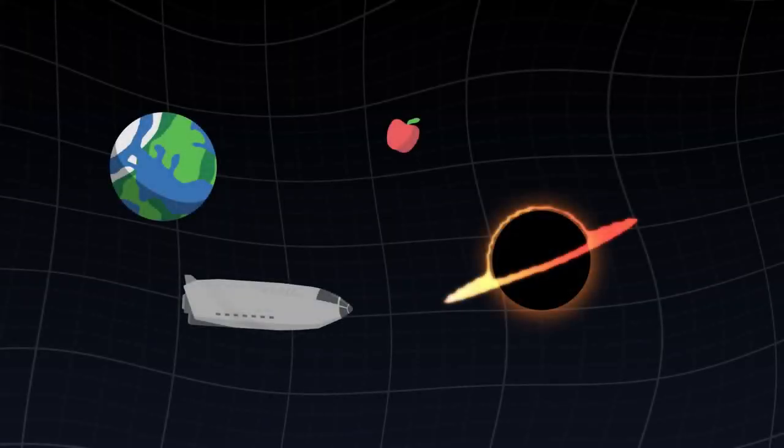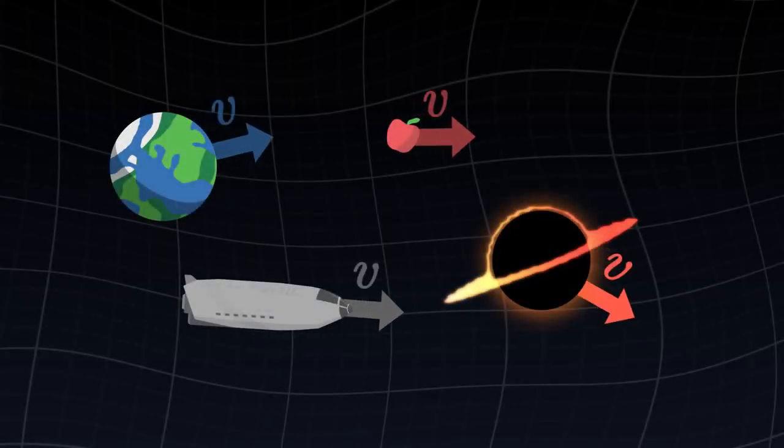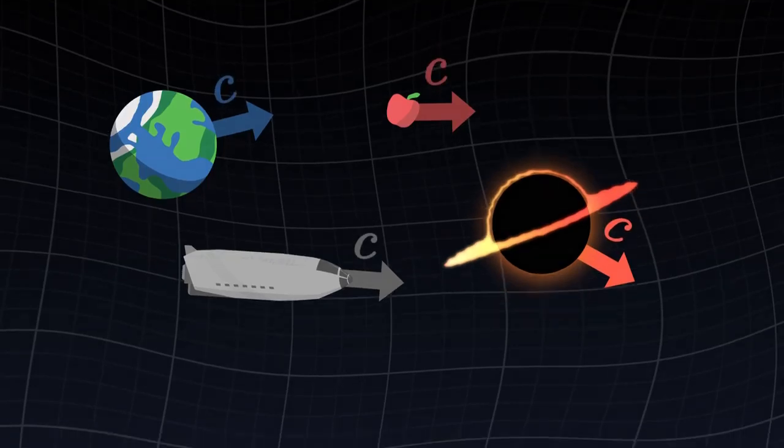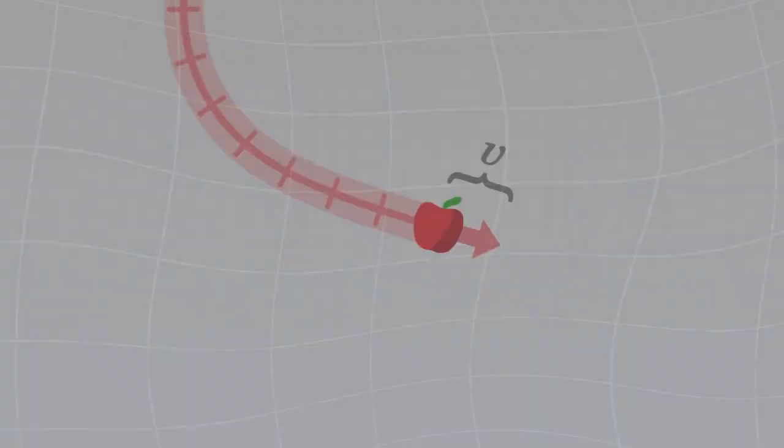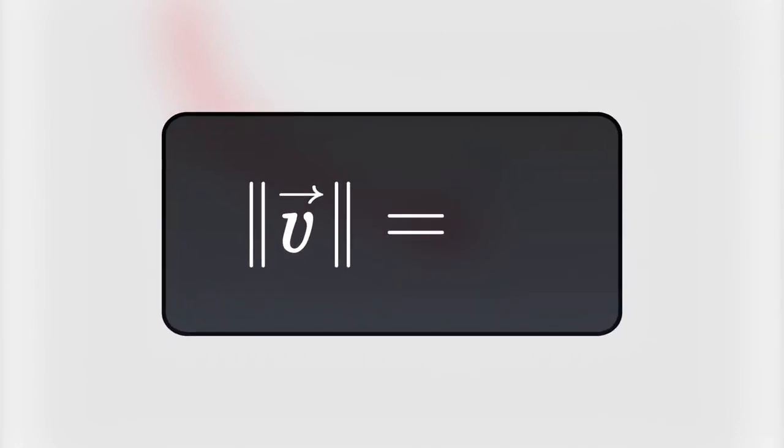More generally, all objects in the universe move with exactly the same speed. It is a universal constant which we call the speed of light, denoted by the letter c. Therefore, we can write our very first equation, which states that the length of the velocity, its norm, is always equal to the speed of light.